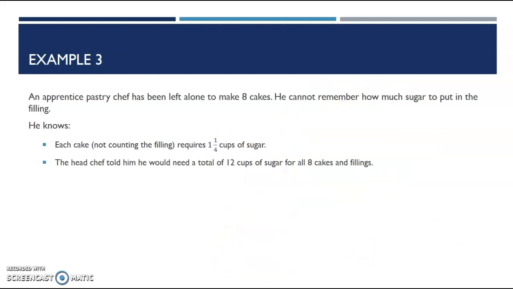All right, last example, we've got a word problem. So an apprentice pastry chef has been left alone to make 8 cakes, so we know we need a total of 8 cakes. He cannot remember how much sugar to put into the filling. So that tells us that that's what we're looking for, how much sugar to put in the filling.